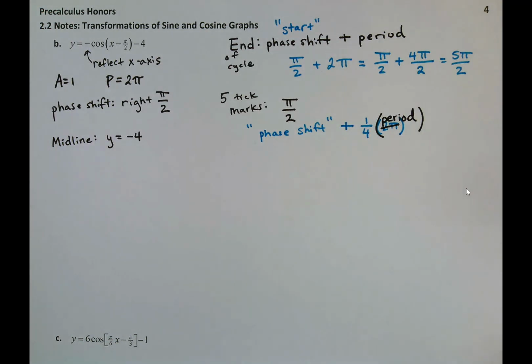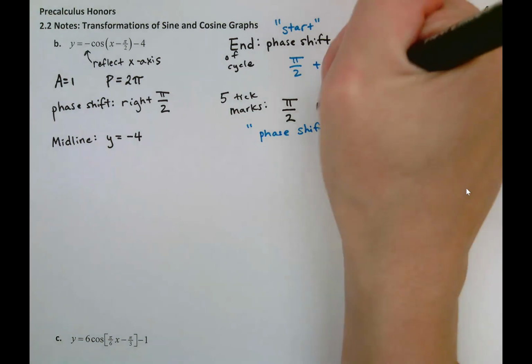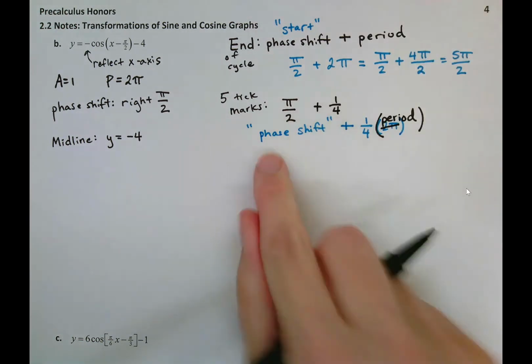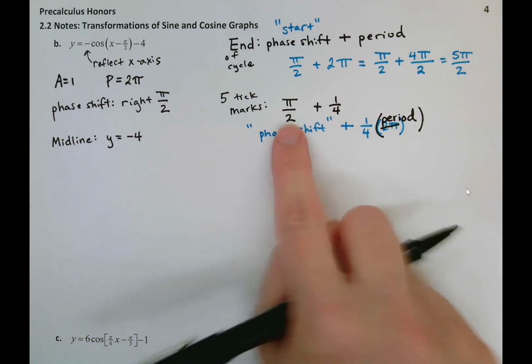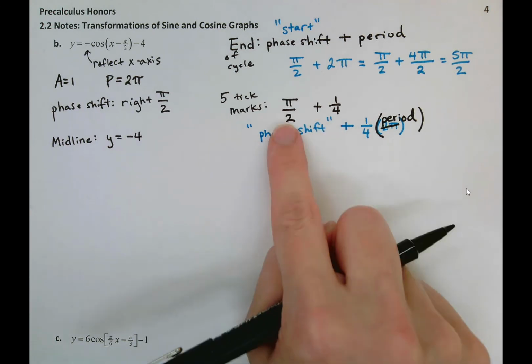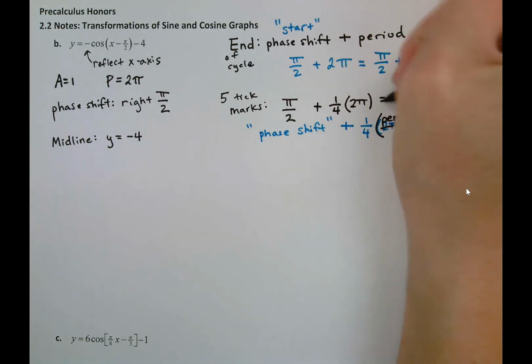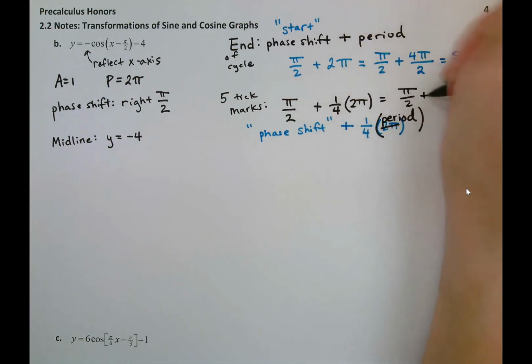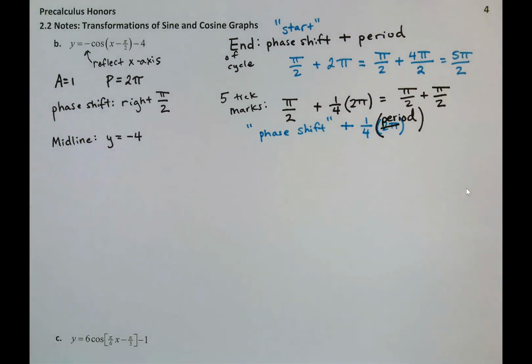Okay, so to get your 5 tick marks, you start with your phase shift, and then you keep adding a fourth of your period. So in blue is kind of like the general note, and then in black, I'm going to have the 5 tick marks. So pi over 2 plus a fourth of our period, 2 pi divided by 4, is pi over 2. So we're just going to keep adding pi over 2 until we get to the 5 points.